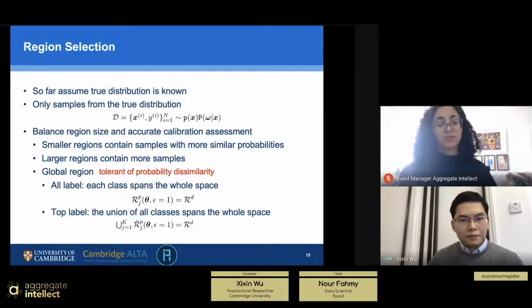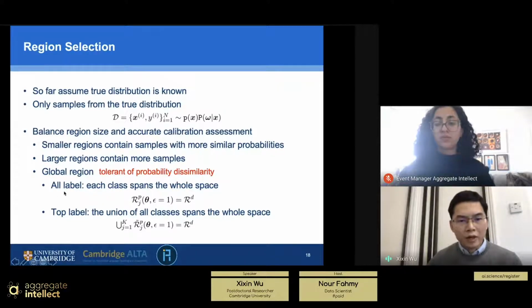So basically, we need to decide the region size, which is related to epsilon, based on the data. One of the simplest regions that we can consider is the global region, which is tolerant of probability dissimilarity. So it basically doesn't consider the probability dissimilarity and puts all of the samples together to get an overall evaluation of the calibration.